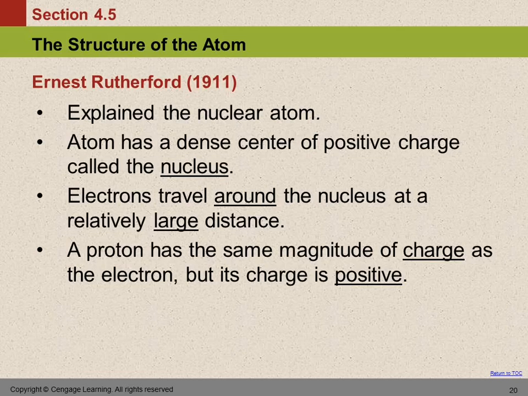In that nucleus, you have protons, particles that have positive charges, and then the electrons have negative charges. So the charge on the proton is the same size as the charge on the electron, but it's opposite in sign. So you've got positives and negatives, and then they balance each other out.